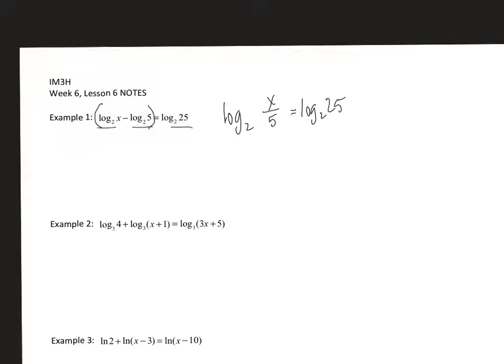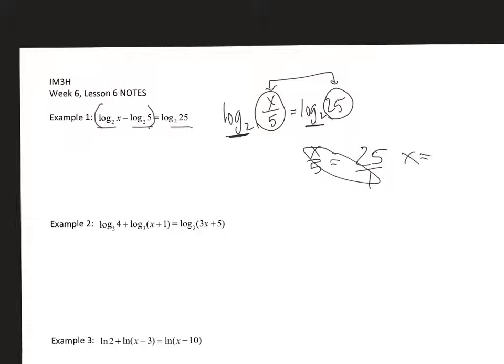And then if you've got log base 2 of something equal to log base 2 of something, those 2 somethings have to equal each other. And so that way I'm able to solve this equation. And the easiest way to do that in this particular case is to cross multiply. 5 times 25 is 125, and that would be your answer. Okay, so let's scoot it up and try another one.